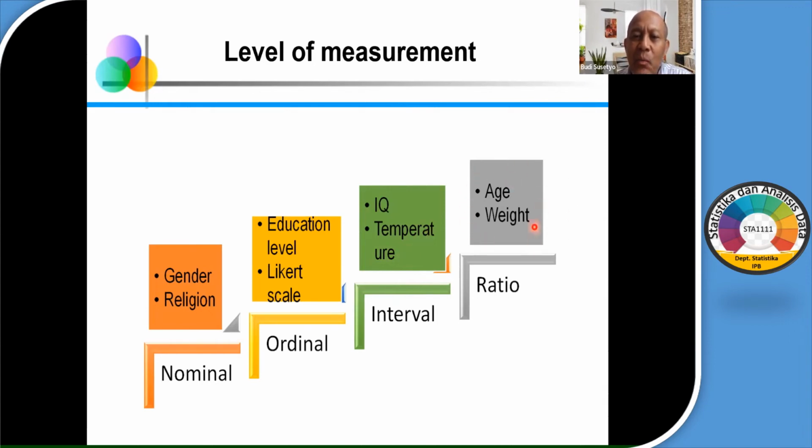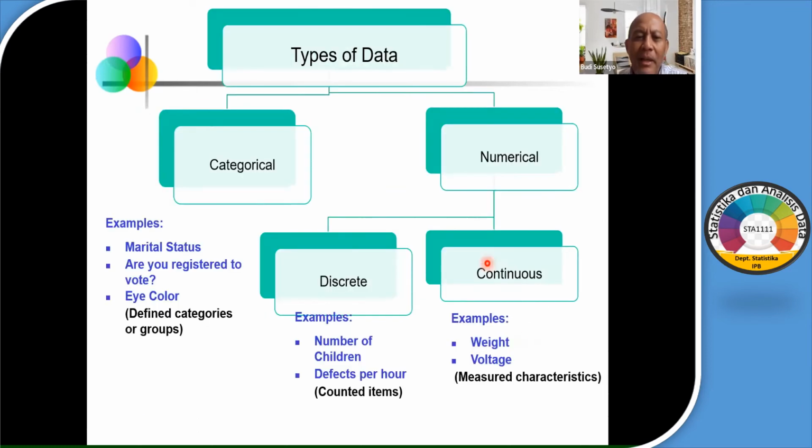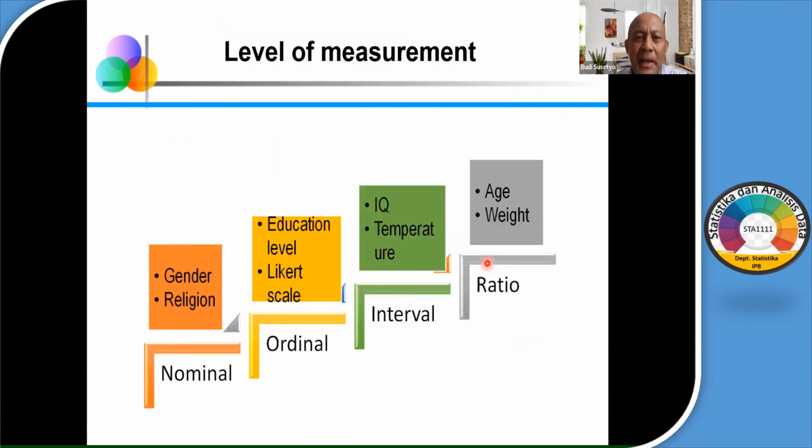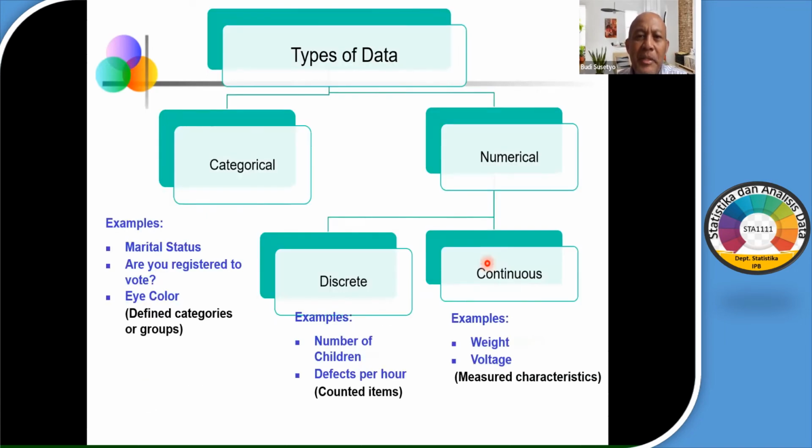Different with age and weight, for example. Your age, my age is, for example, 60, and then you, for example, 20. So that means my age is 3 times older than 20, as well as weight and height. Someone with 70 kilogram is twice 35 kilogram. This is ratio. Okay? So this is measurement scale, or level of measurement.